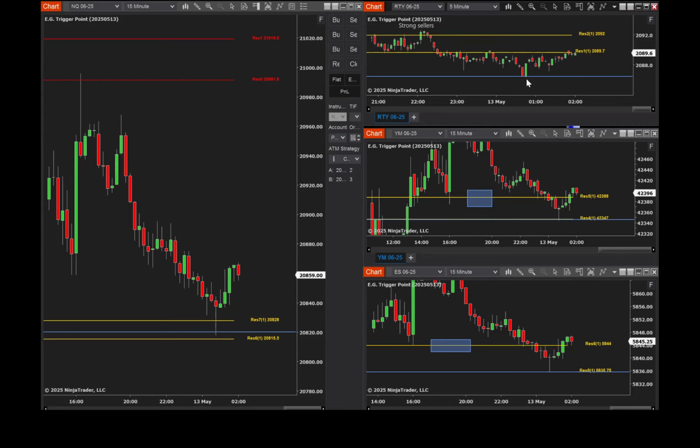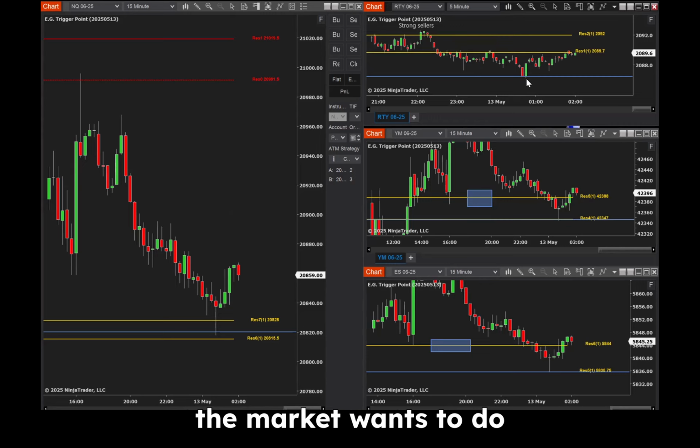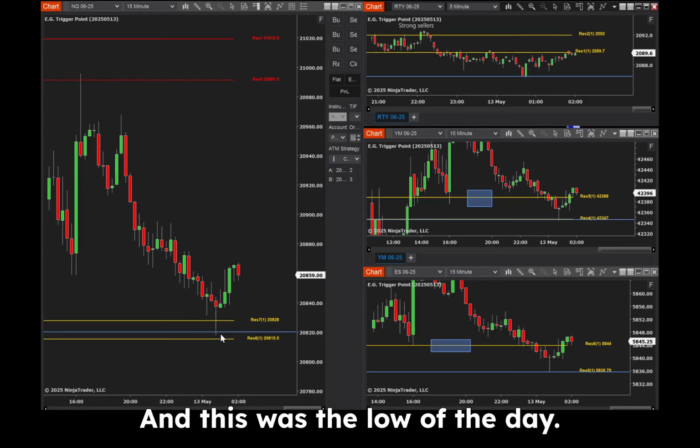So it has nothing to do with what the market wants to do from this point. What the market wants to do from this point, the trigger points, the correlated trigger points will tell you. Not what the market has done before, but where the market is right now together. And this was the law of the day, guys.